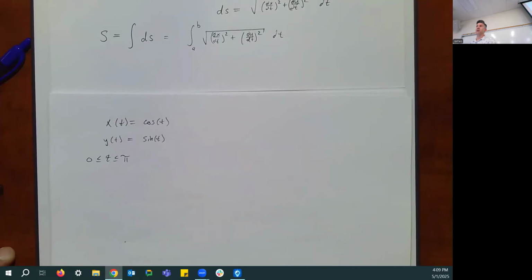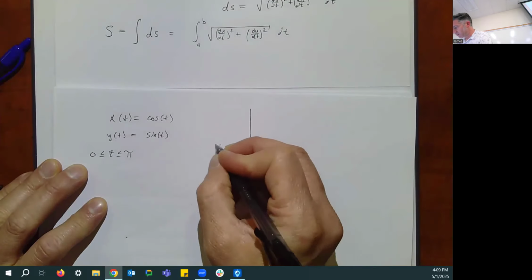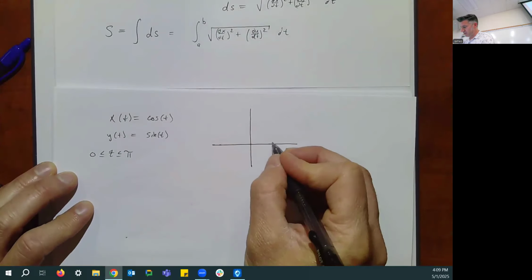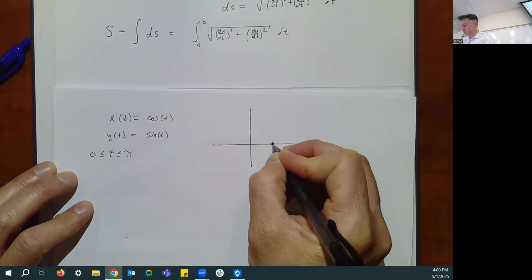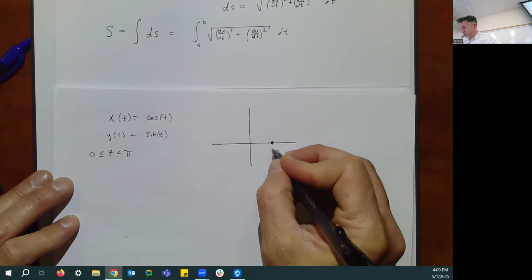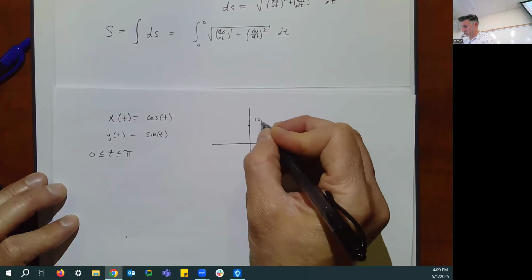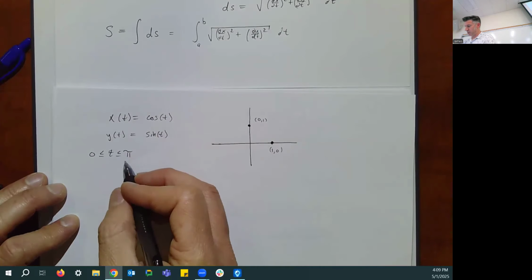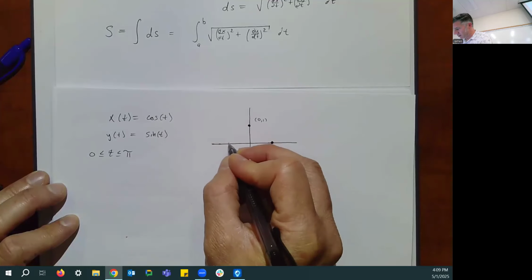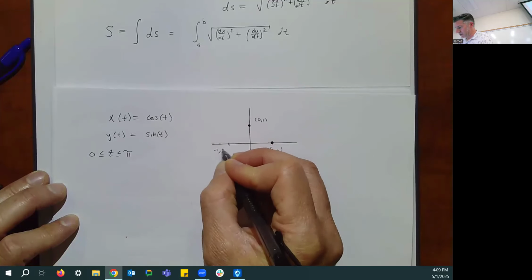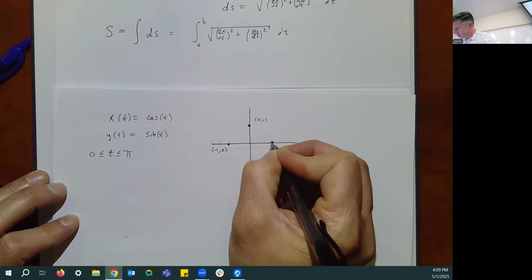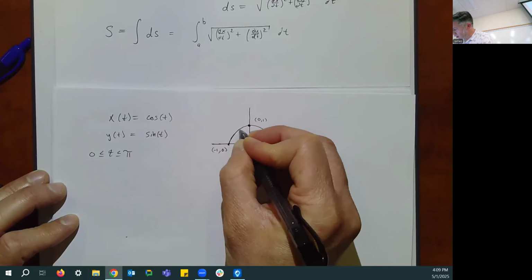Well, all I'm describing to you is the top half of a circle, right? If you think about the unit circle, the coordinates are cosine theta, sine theta. So when t is equal to 0, I'm getting cosine of 0, sine of 0, or the point (1, 0). When t is equal to pi over 2, cosine of pi over 2 is 0, sine of pi over 2 is 1. And when t is equal to pi, cosine of pi is -1, sine of pi is 0. So I'm just asking, what's the arc length of that curve?